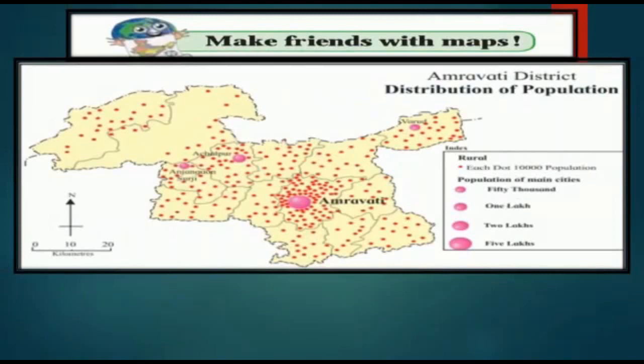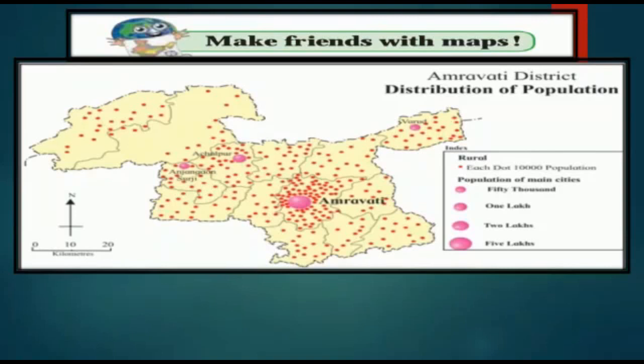You all know that in standard 8 we have studied map observation in the map scale chapter. So here you have an activity based on map observation. The map is about the Amravati district, distribution of population. Try to observe the map carefully and write the answers in your notebook.